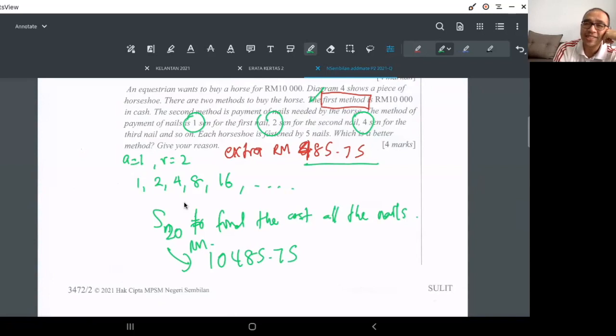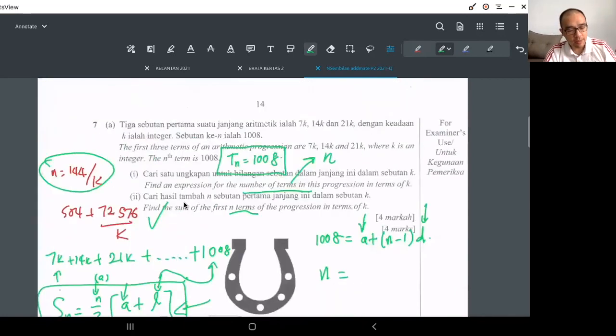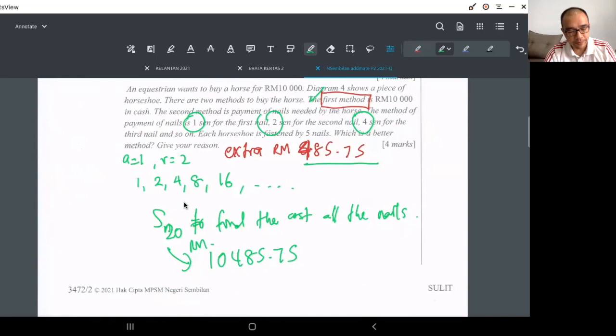So 20 nails for 10,485 ringgit and 75 cents. So it's cheaper to pay the 10,000 ringgit in cash than to buy the nails one by one, because every nail you buy, you increase the price, and you have to buy 20 nails altogether. So it's more cost effective that way. All right, give this a try.